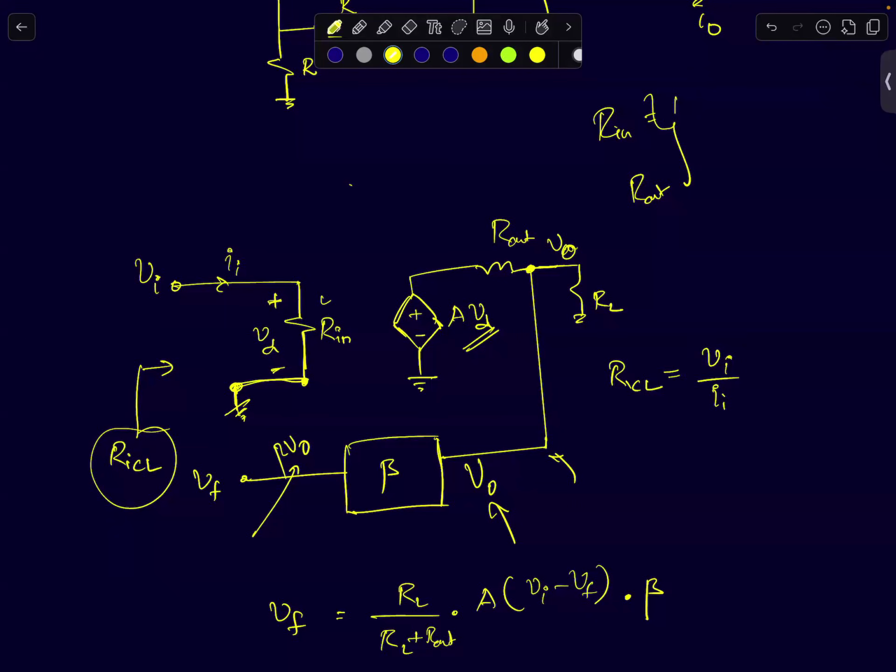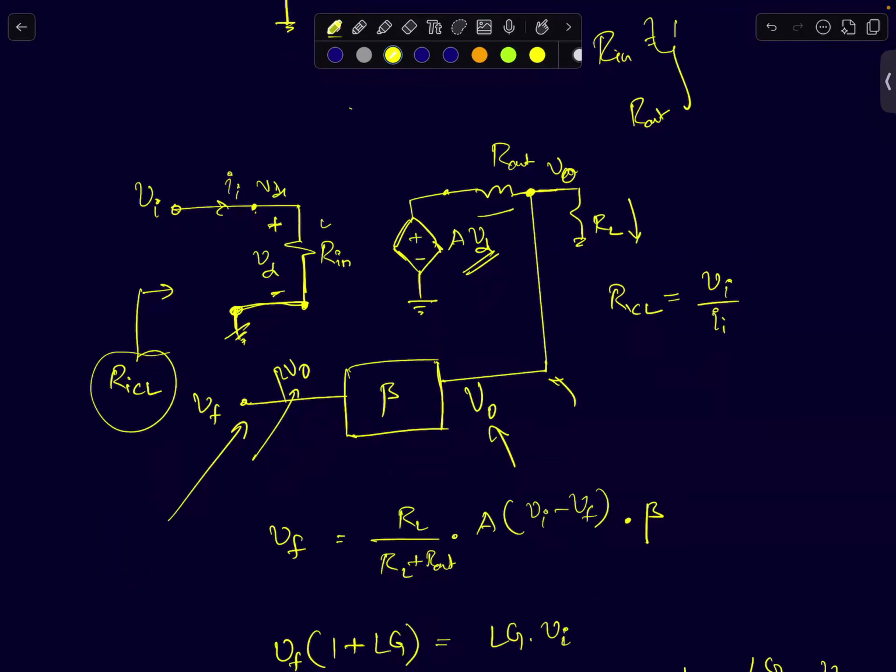I'm making this node voltage 0 and quickly estimating the loop gain of the circuit. Okay. So for the loop gain of the circuit, I can go from this node. If you apply a node voltage Vi here, you will get a Vd here. You will get A times Vd. Then there is a voltage division between R out and RL, multiplied by beta. So you are arriving at this point. Okay. So that's what I've written here. This term is the loop gain.